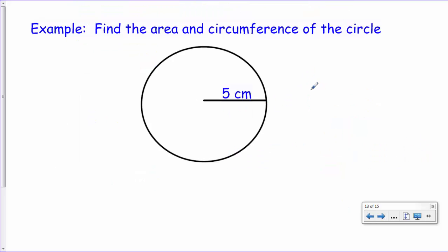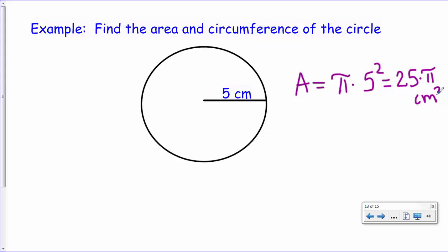Our next problem will find the area and circumference of a circle. Area equals pi times radius, which is 5. Remember, the radius goes from the center to the outside of the circle. The diameter would be the distance all the way across the circle. Pi times radius squared would equal 25 pi, which is considered to be an exact answer. And our units would be centimeters squared.